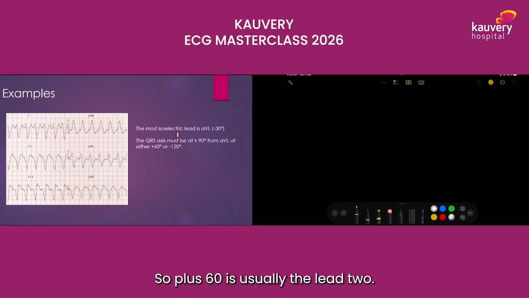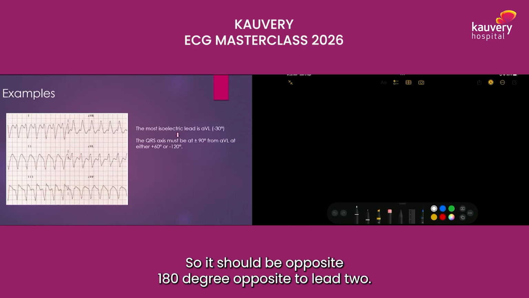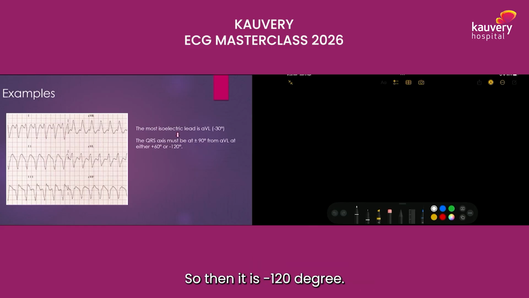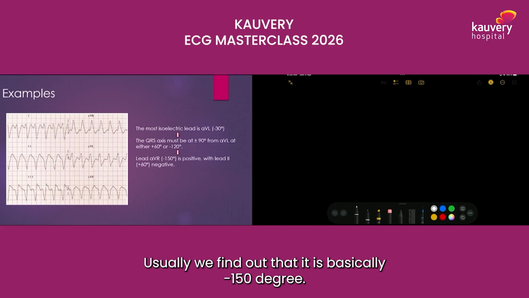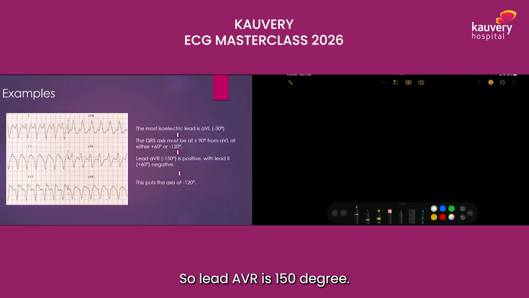So plus 60 is usually lead 2. So you go back and see lead 2. What is lead 2? Negative. So it should be 180 degree opposite to lead 2. So then it is minus 120 degree. Usually we find that it is basically minus 150 degree. Lead AVR is 210 degree, but you see here it's not working. So AVL is clearly equiphasic.